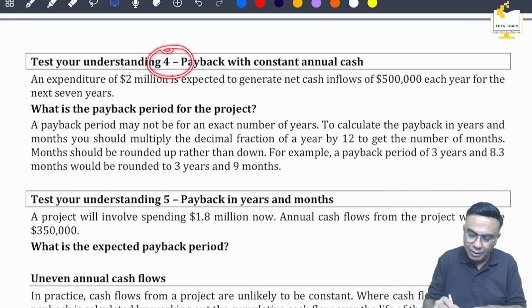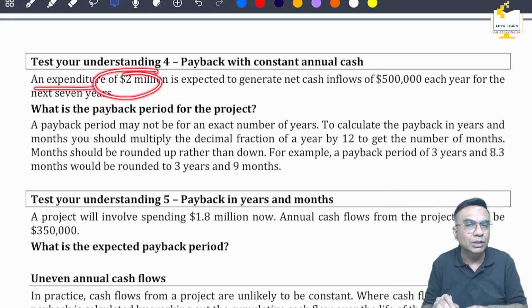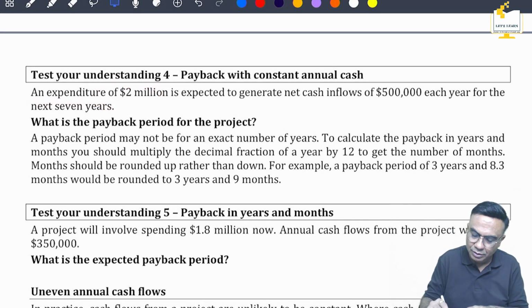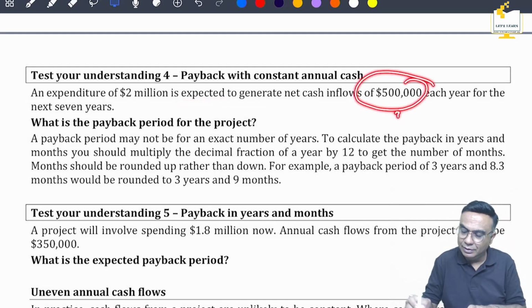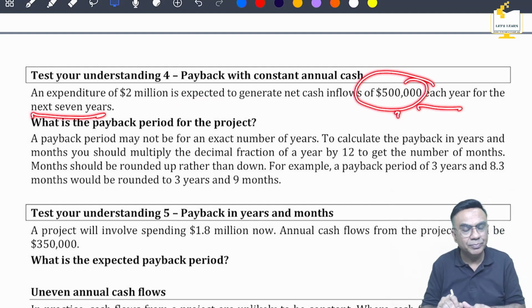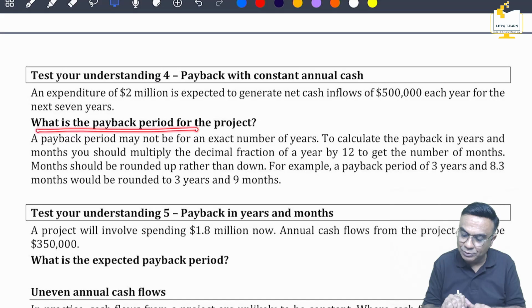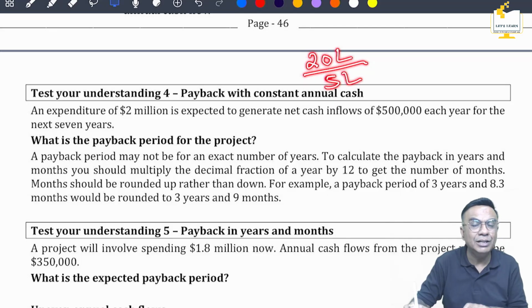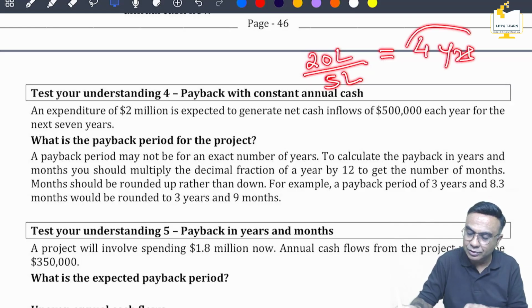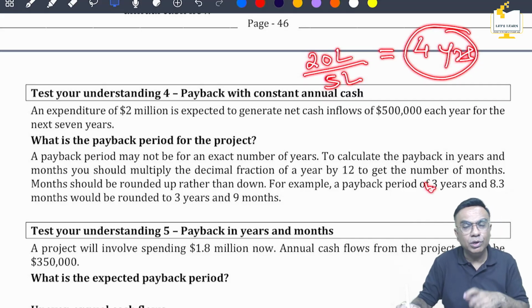Question number 4. An expenditure of $2 million, sorry, that is 20 lakhs, is expected to generate cash flow of $5 lakh each year for next 7 years. What is the payback period for this project? So what you will do? 2 million, so that is 20 lakh dollars, divide by $5 lakh per annum we are recovering. So that comes to how much? 4 years. Correct. So 4 years is the answer.